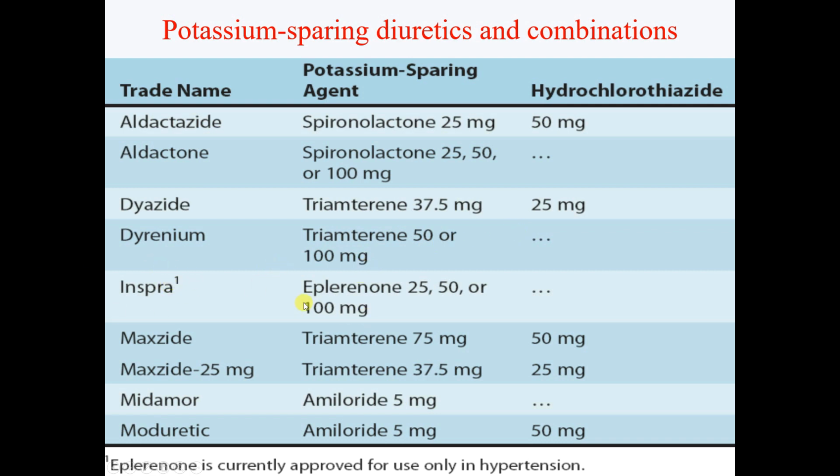Inspra, eplerenone 25, 50 or 100 mg. Maxzide, triamterene 75 mg and 50 mg of hydrochlorothiazide. Maxzide-25 mg: triamterene 37.5, twice less, and hydrochlorothiazide 25 mg, also twice less. Midamor, amiloride 5 mg, and Moduretic, amiloride 5 mg and 50 mg of hydrochlorothiazide.